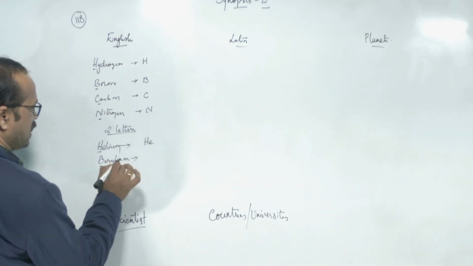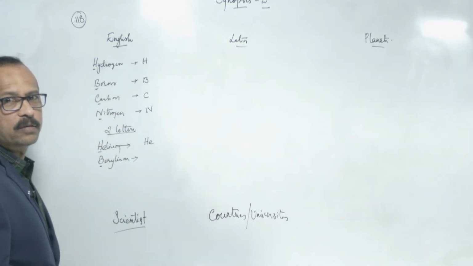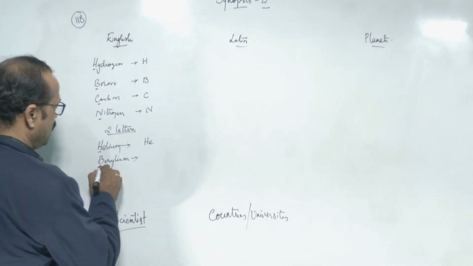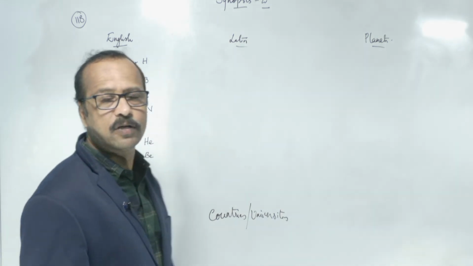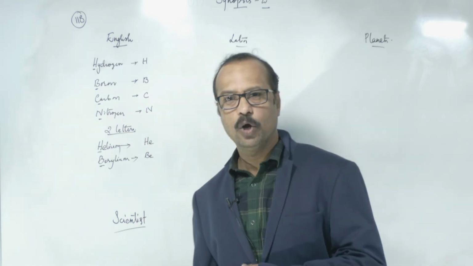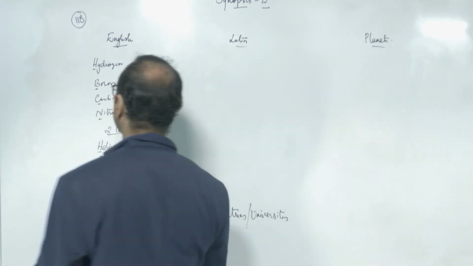Beryllium. Beryllium starts with B, but B is already given to boron. So again, the first two letters are taken: beryllium, Be. Then let's see calcium.